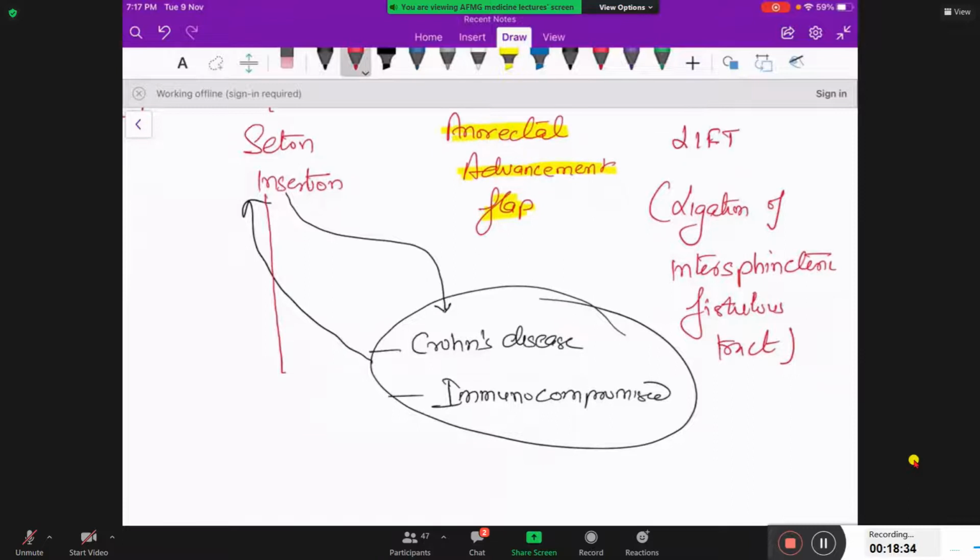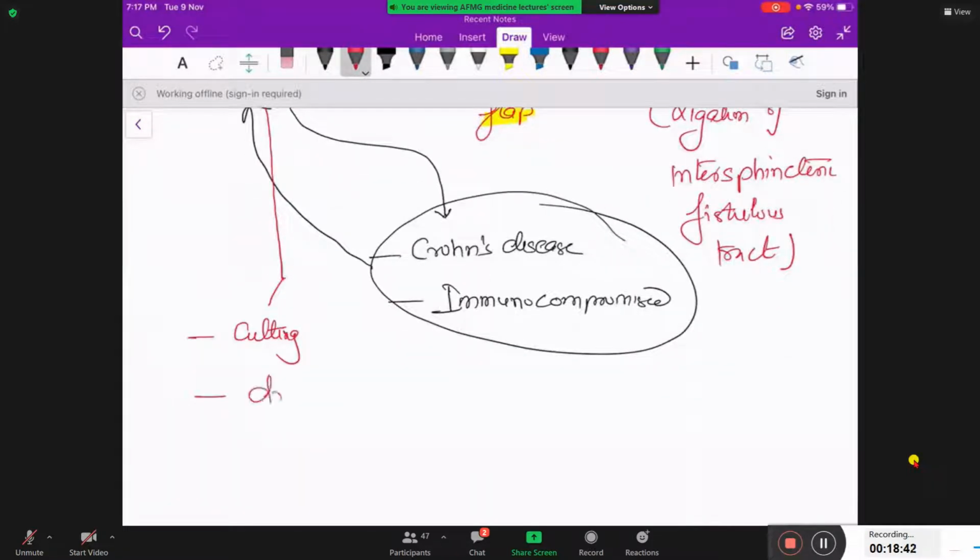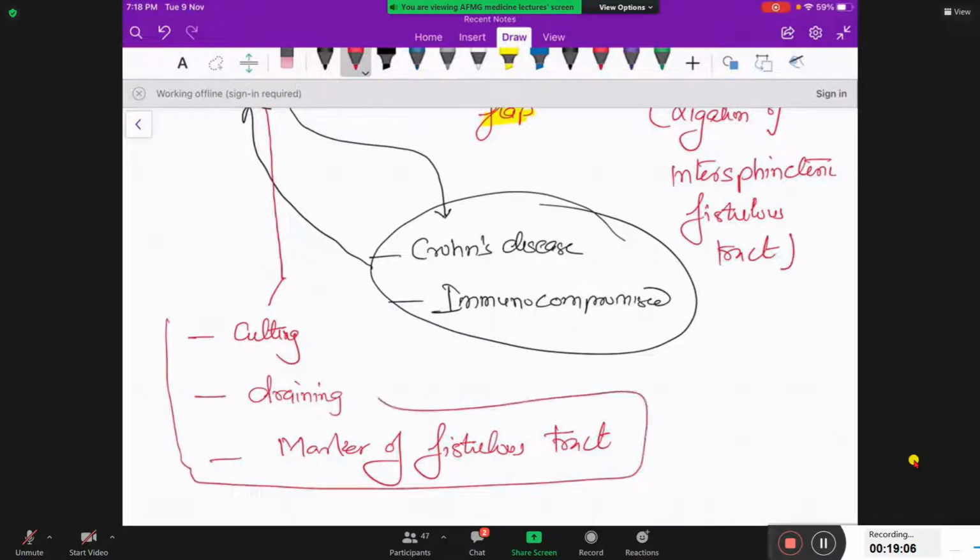And you also should know, seton helps in cutting the fistula. It helps in draining the fistula. And it is also a marker of fistulous tract.